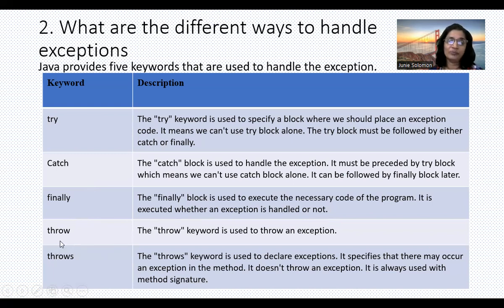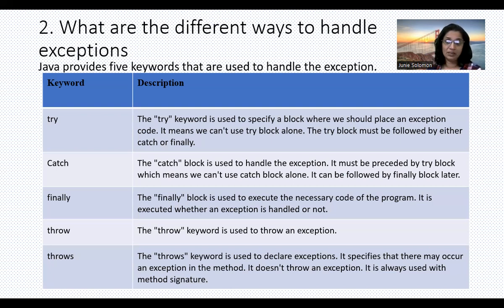Now throw. Throw means you don't have any problem in your code, but you don't like certain data, certain things, and you don't want to go forward. You have to forcefully make an exception. Then go for throw. You can forcefully trigger an exception. That's called throw.